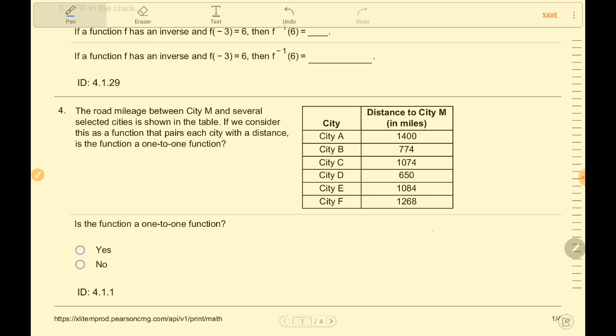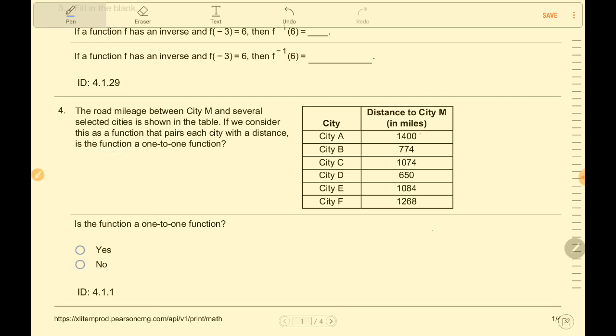Right, so first of all, notice that it is a function because if I know it's city A, I know the distance to city M is 1,400 miles. B, I know the distance is 774. C, and so on. And there are no repeated, like city A is not paired with any other distance to the city M. So it is a function, but that's not the question. The question is, is it a one-to-one function?